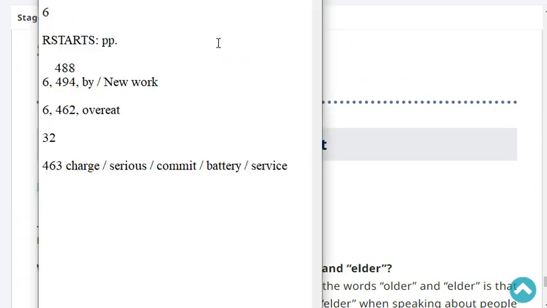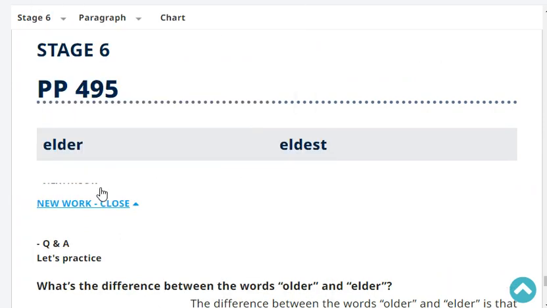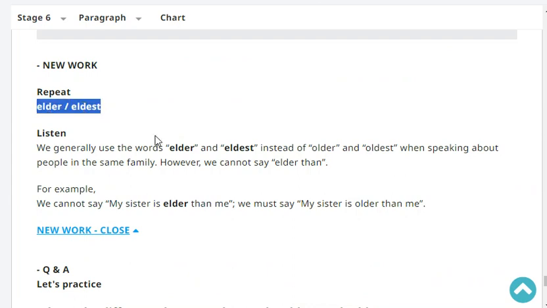Next, repeat. Elder, eldest. Very good. Okay, listen. We generally use the words elder and eldest instead of older and oldest when speaking about people in the same family, your relatives.